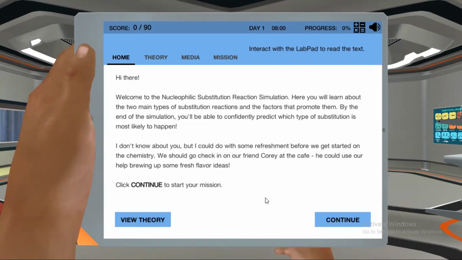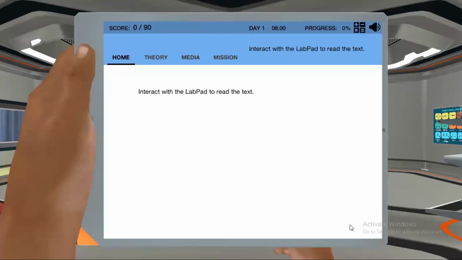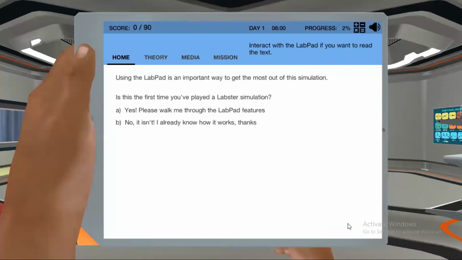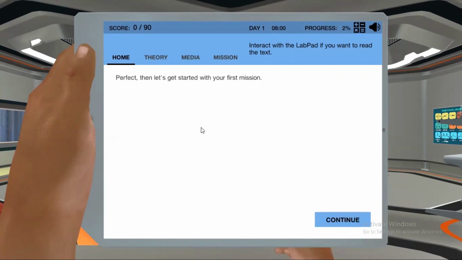chemistry. We should go check in on our friend Corey at the cafe. He could use our help brewing up some fresh flavor ideas. Click continue to start your mission. This simulation uses voiceovers. Using the lab pad is an important way to get the most out of the simulation. Is this the first time you've played a Labster simulation? Perfect. Then let's get started with your first mission.